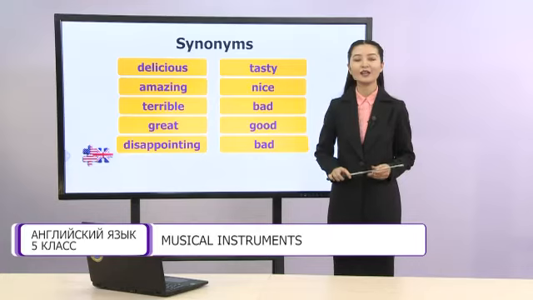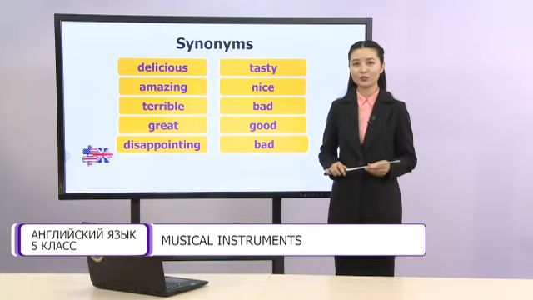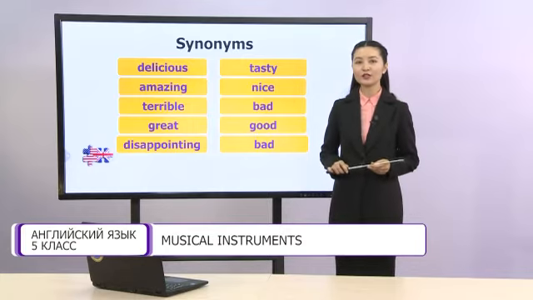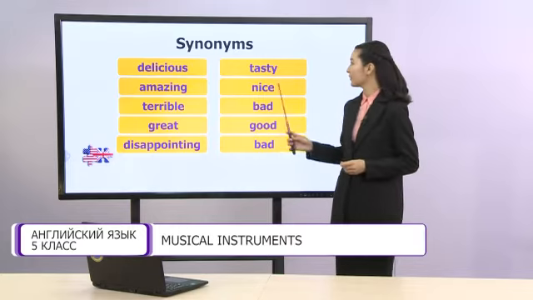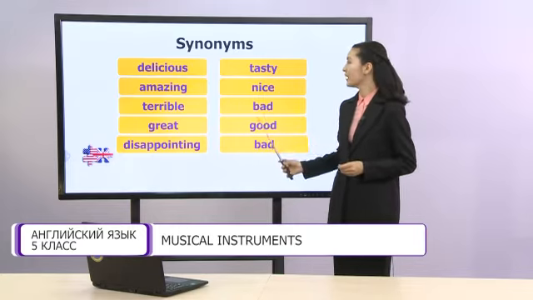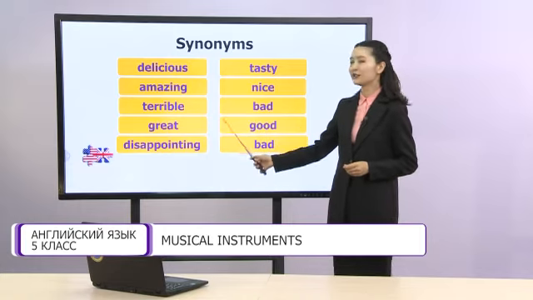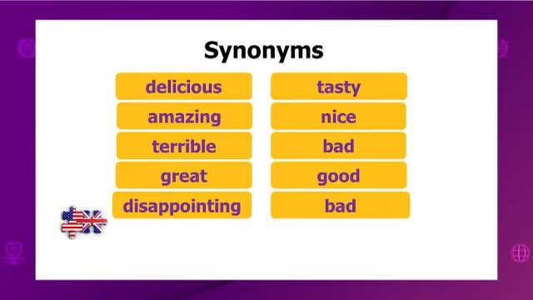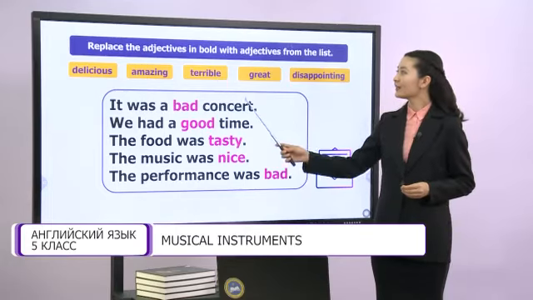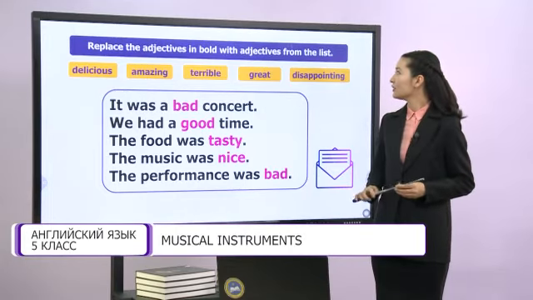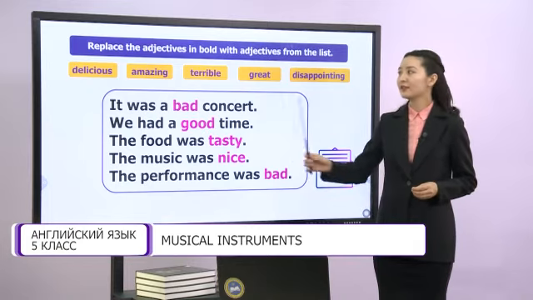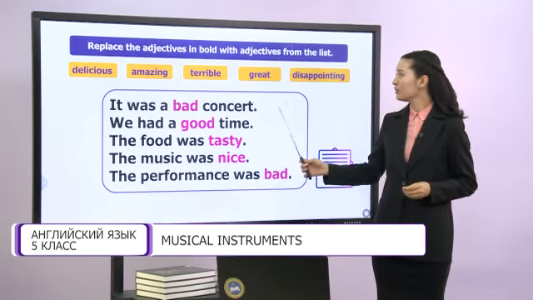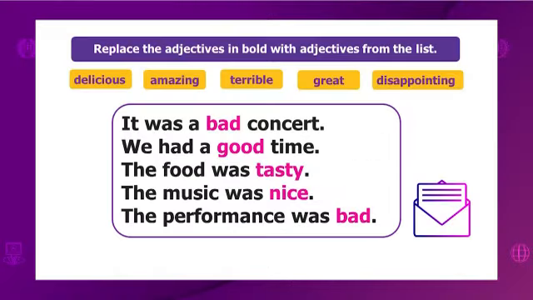Well done. Girls and boys, instead of using the same word over and over again, we can use synonyms. For example, tasty, delicious, nice, amazing, bad, terrible, good, great, and bad, disappointing. Be attentive. We use synonyms according to the meaning of the sentences. Now, let's practice. Replace the adjectives in bold with adjectives from the list. You should use delicious, amazing, terrible, great, disappointing. Take your time, please.